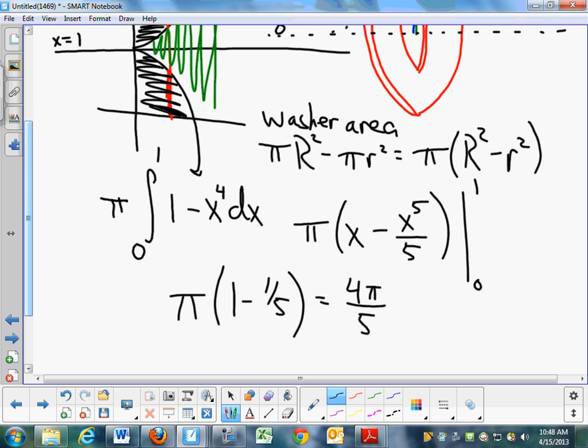Yeah, and we're just going to pause right there, and we'll pick this back up tomorrow, and you guys will try some problems. But you can see that this is pretty incredible what we're doing with slicing these pieces and then finding volume.